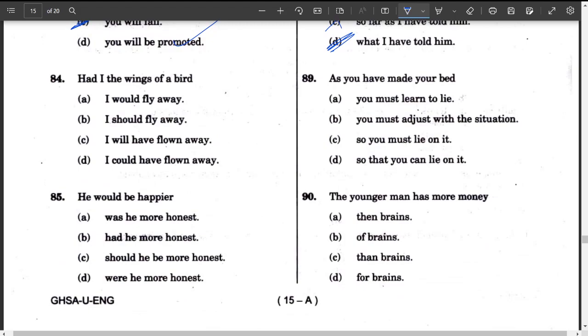Had I the wings of a bird, this is an imaginary case. Remember, whenever an imaginary case is used, would must be used. Okay, only would, so the option is A.